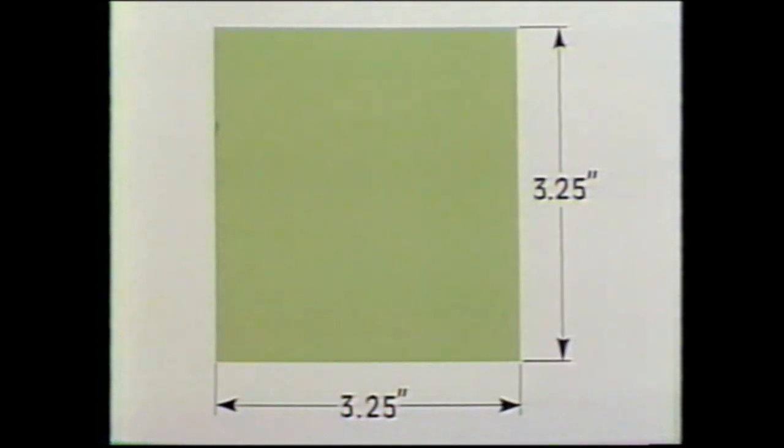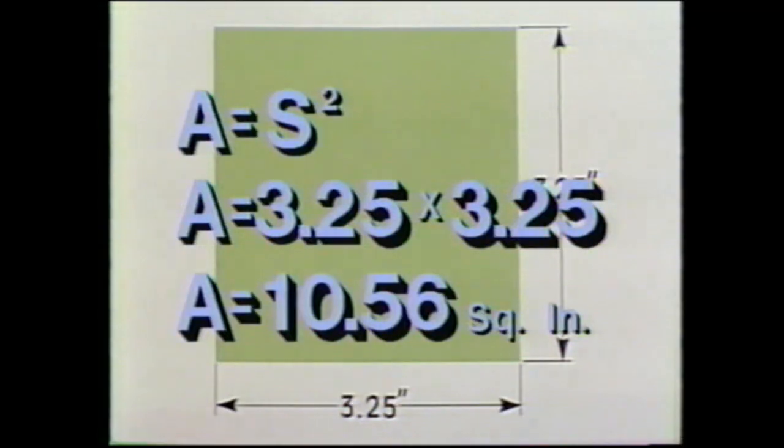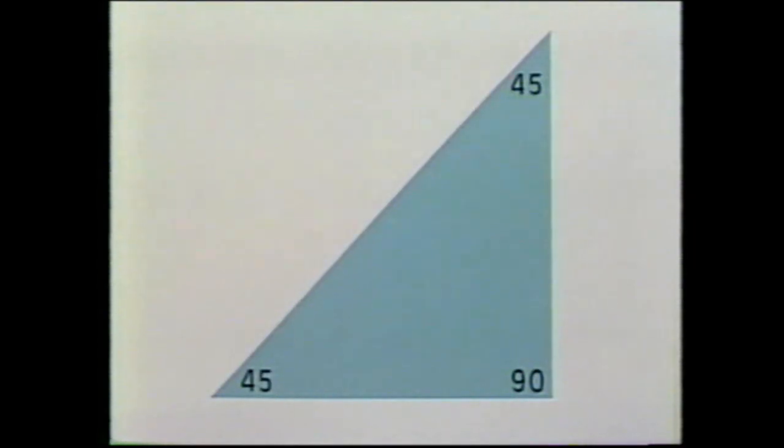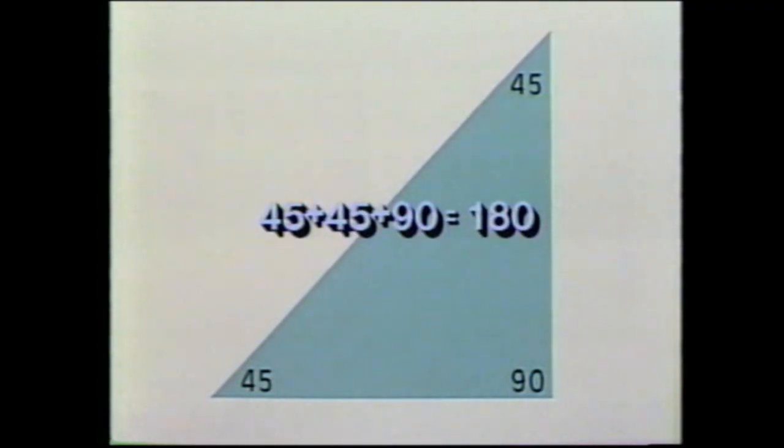In our example, the length of each of the sides of our square is 3.25 inches. 3.25 inches multiplied by itself is 10.56 square inches. The area of our square is 10.56 square inches. The next figure we will consider is the triangle. A triangle is a 3-sided plane figure. The sum of the 3 angles in a triangle always equals 180 degrees.